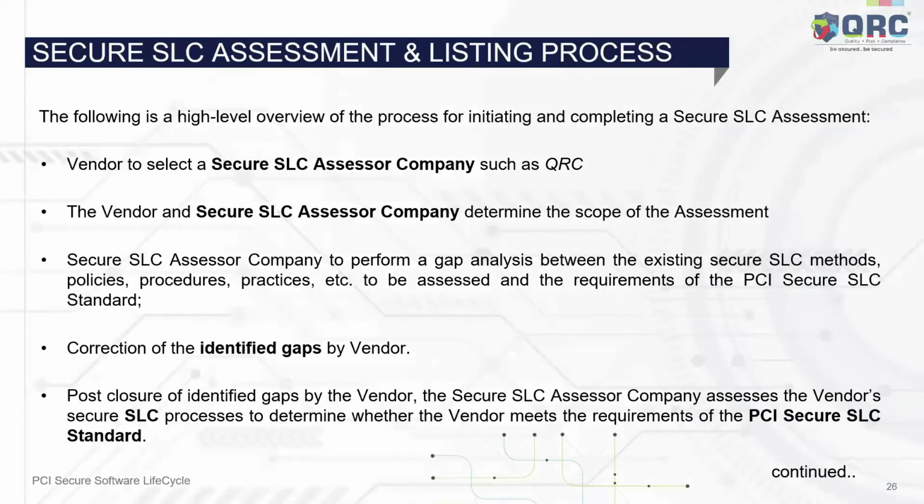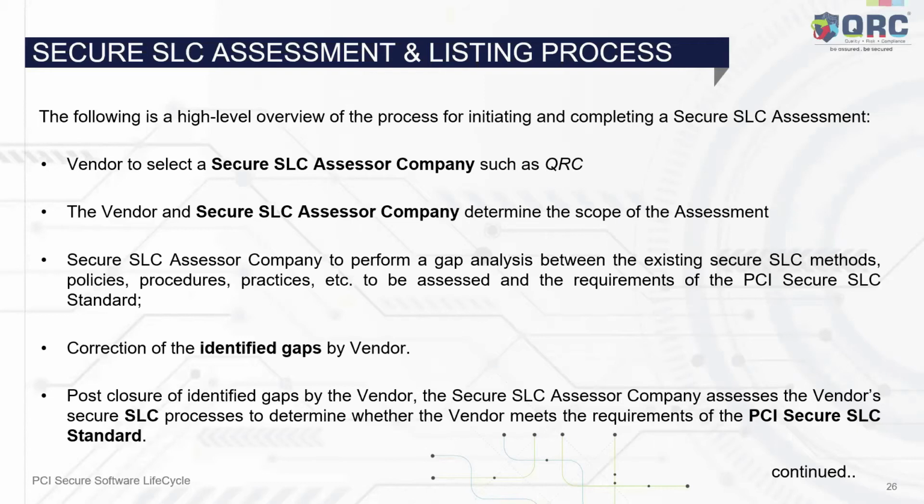Now let's see what the assessment process is, or how the assessment will be done in case of PCI SLC and how listing will be done. First, if a vendor decides to go for SLC certification, they are supposed to select an assessor company, maybe QRC. They can go over the website of the PCI SSC, search for an assessor company like QRC, and designate QRC as the assessor company to perform the assessment.